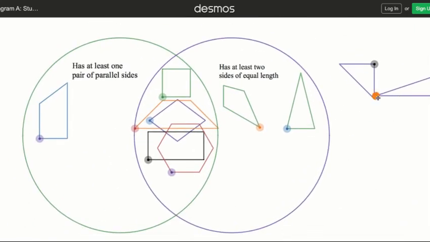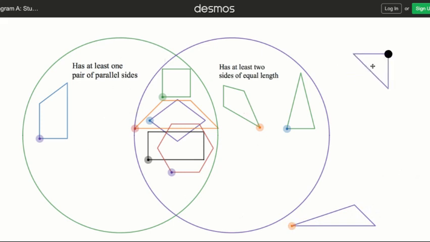And then this one right here is a scalene triangle because none of the sides are equal. And we know that looking at all the sides, if it's a triangle, none of them are going to be parallel because they'll all intersect each other. So we're going to keep it on the outside of our shape because it doesn't fit within any of these parameters.